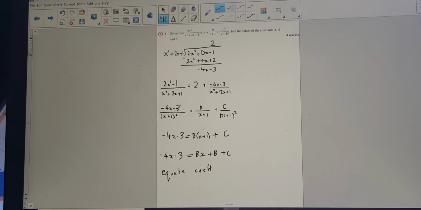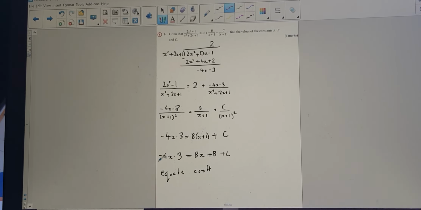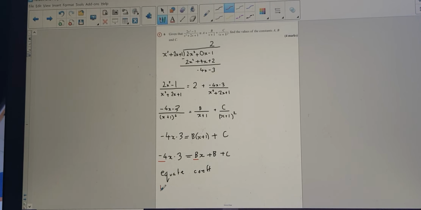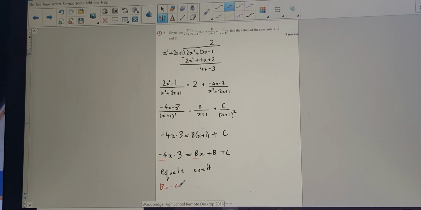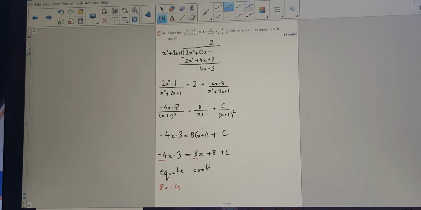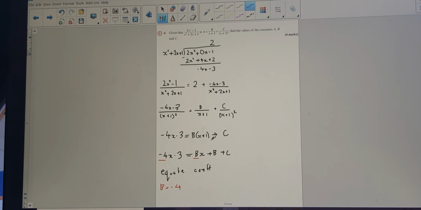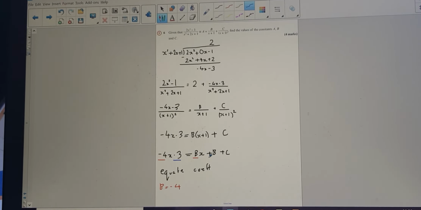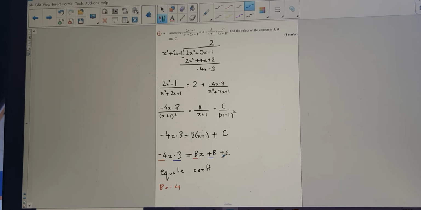So what have I got? My coefficient of x here is -4. And what's my coefficient of x on this side? Well, it's just b. Therefore, b has to equal -4. And if I equate my coefficients of x to the power of 0, or my numbers, I'll have -3 equals b add c.